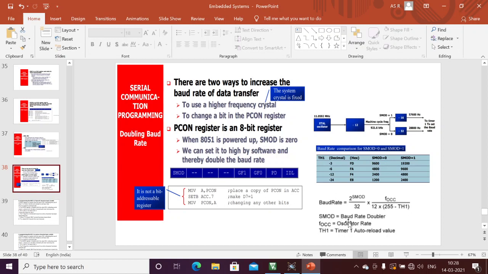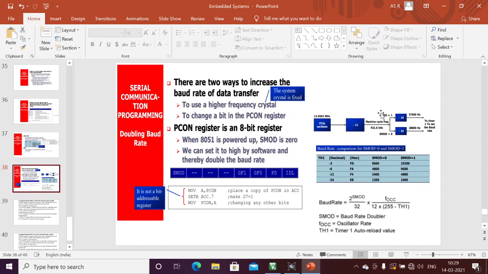If I want to calculate the TH1 value, for example to get 9600, we already know the frequency and we know the baud rate. SMOD is always 0 initially. If I want to double the baud rate, I can set SMOD to 1. Then 2 power 1 is 2, so I am multiplying the existing baud rate by 2. 9600 becomes 19200, 4800 becomes 9600, 2400 becomes 4800, and 1200 becomes 2400.